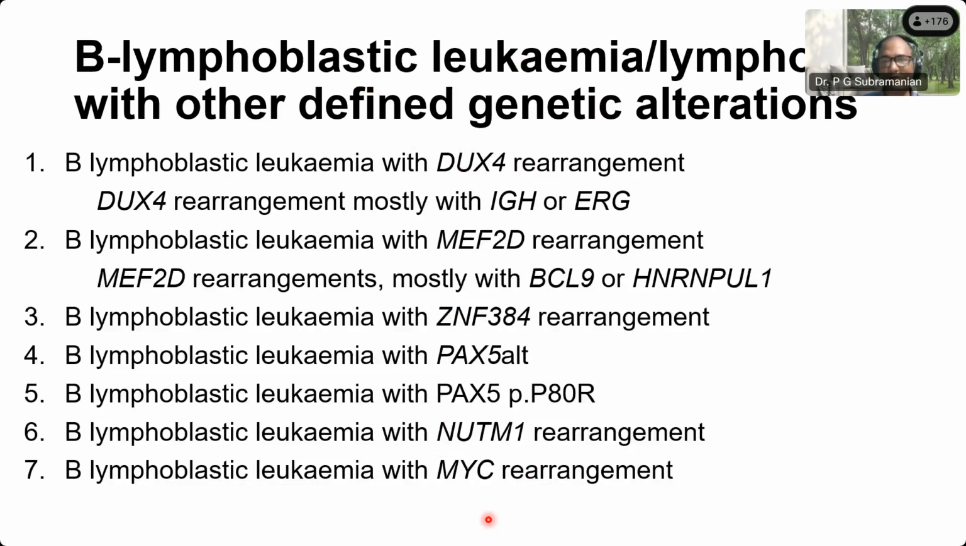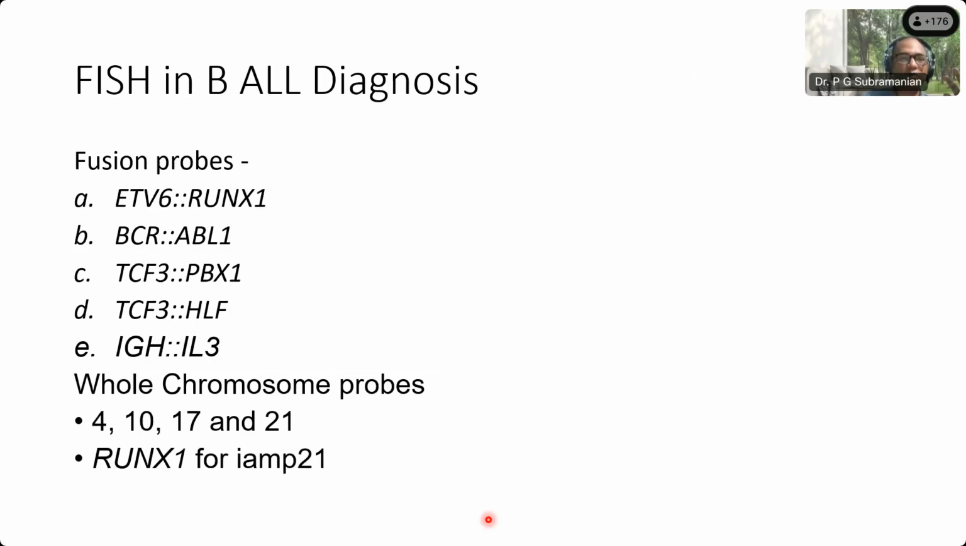If you get a huge assay, unlikely at an MD level, but to get it, these things will be important. Generally, when we go for an ALL, we do a standard FISH panel: fusion probes, whole chromosome probes, and break apart probes. For fusion probes, we look for ETV6-RUNX1 or 12;21, BCR-ABL or 9;22, TCF3-PBX1, which is 1;19, TCF3-HLF, this is 17;19, IGH-IL3, and whole chromosome probes for 4, 10, 17, 21. This is for detecting the hyperdiploid.